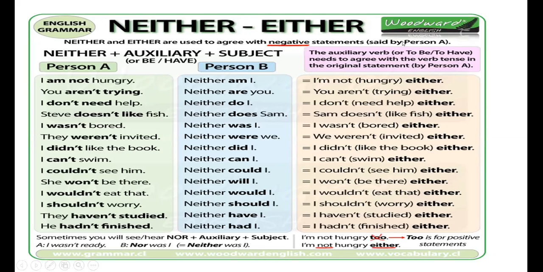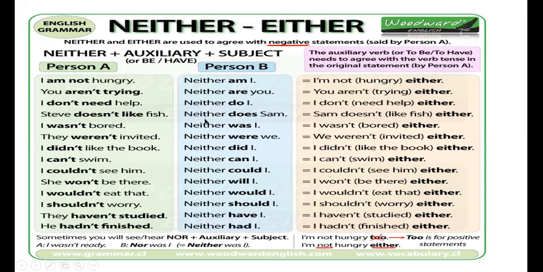That is said by a person A, okay? So, for example, person A says, "I am not hungry," right? So the person B says, "Neither am I," which is equals to say, "I am not hungry either," right? Look that in this case, the "either" goes at the end of the sentence and "neither" goes at the beginning of the short expression of agreement in the negative statement. "You aren't trying, neither are you." "You aren't trying either." "I don't need help, neither do I," equals "I don't need help either."